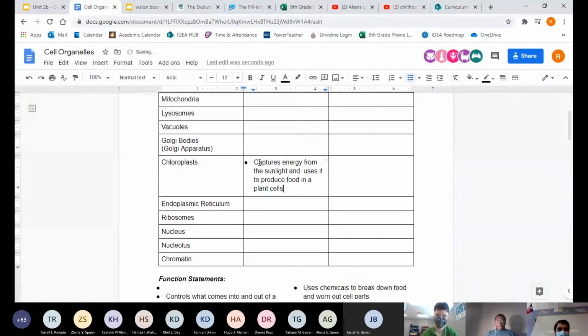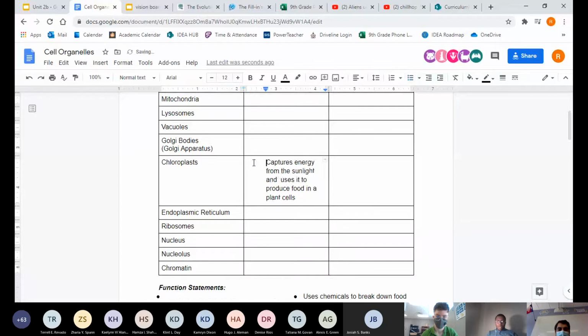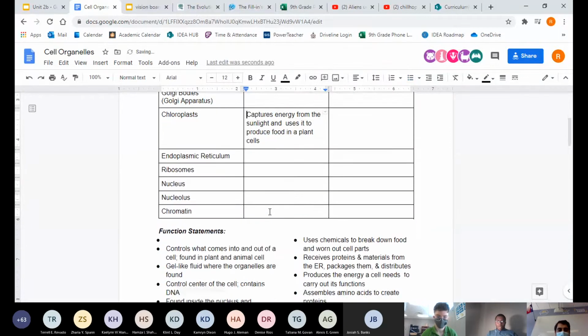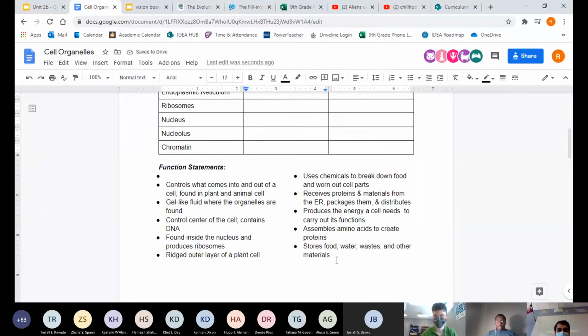That would be a chloroplast. So chloroplasts are specific to plants. They are what are responsible for photosynthesis.